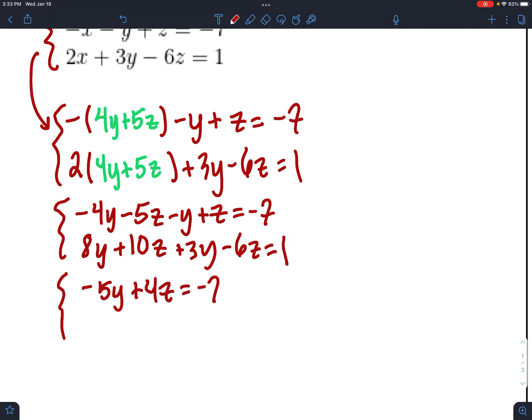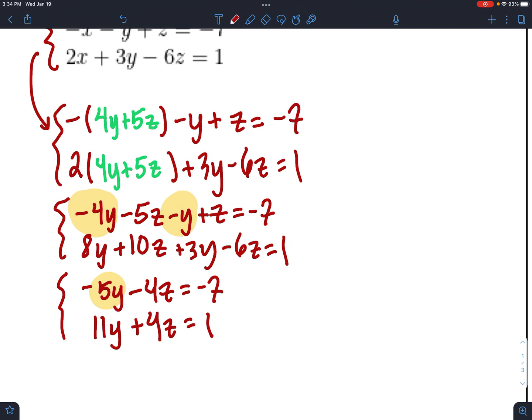Now I'm going to combine like terms. So you can see that minus 4y minus y is minus 5y. And you just do that 4 times until you have your equation in simplest form. I made a little mistake. This should be a minus. Okay.